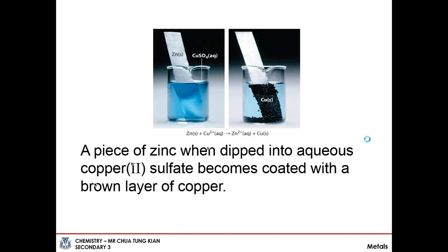So as I described earlier, when you dip in the piece of zinc it becomes coated with a layer of copper. So copper is sometimes called brown, sometimes they will call it pink, sometimes they will call it reddish brown, but you need to know these are some of the colors which questions have been using to describe copper.